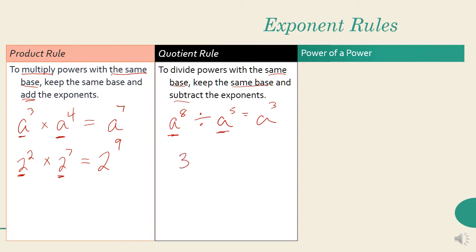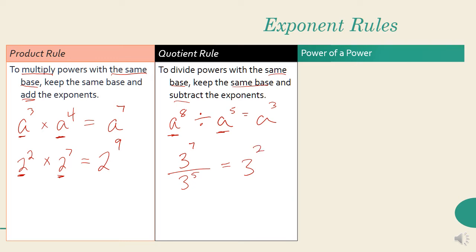Let's say we have 3 to the 7. And instead of me writing divide, the other way you can express division as a fraction. So that's 3 to the 7 divided by 3 to the 5. Are they the same base? Yes, they're both 3. What does our rule say? Keep the same base, which is 3, and subtract the exponents. What's 7 minus 5? 2.